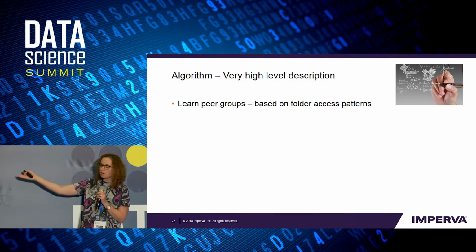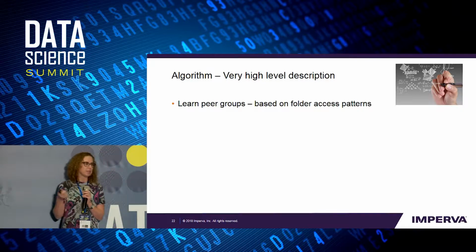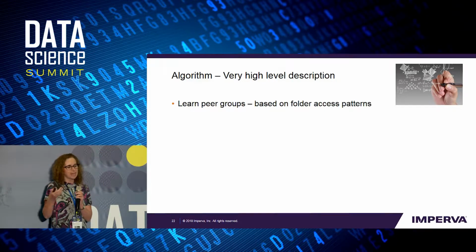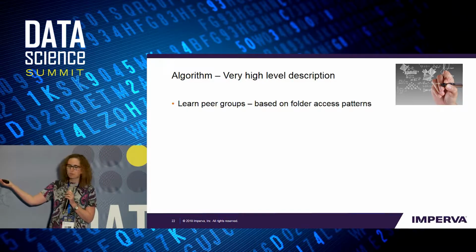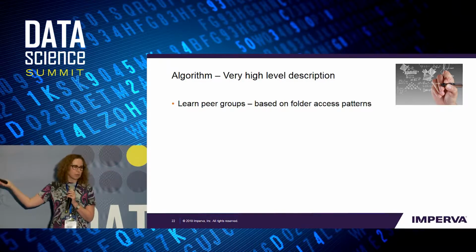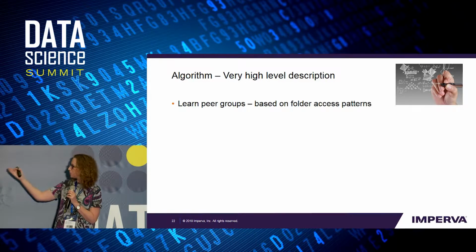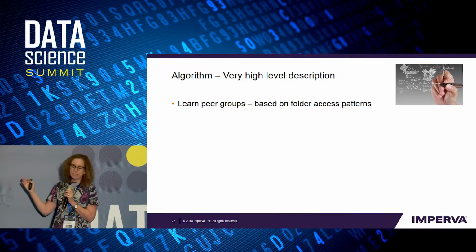The same we can say about the orange users who work on project 2. They will be in a different peer group due to the fact that they access folders that relate to project 2. And again, the same with the green users of the third green project. So now we have peer groups that are based on the access patterns to the file server in the organization.